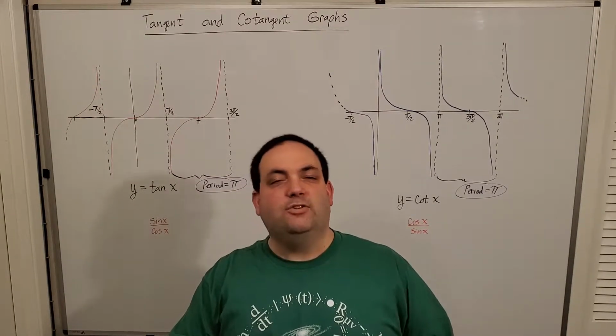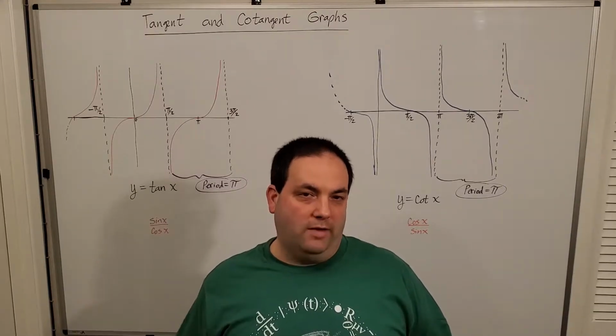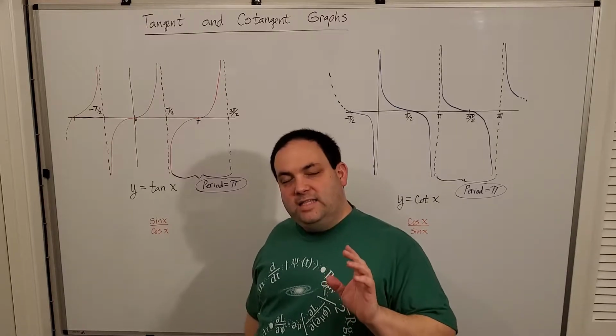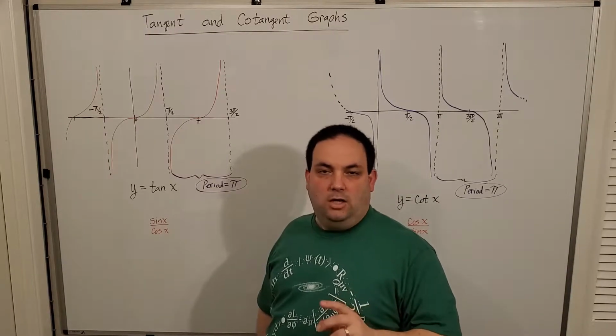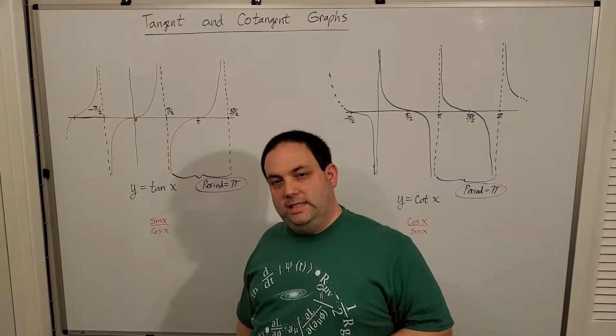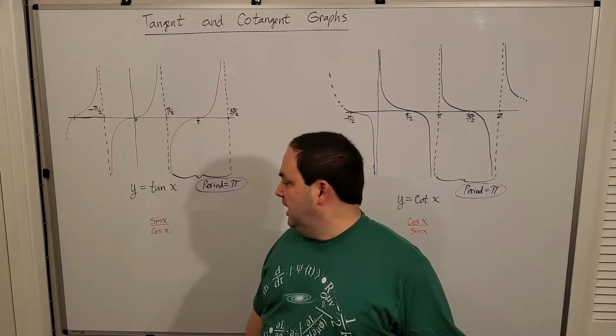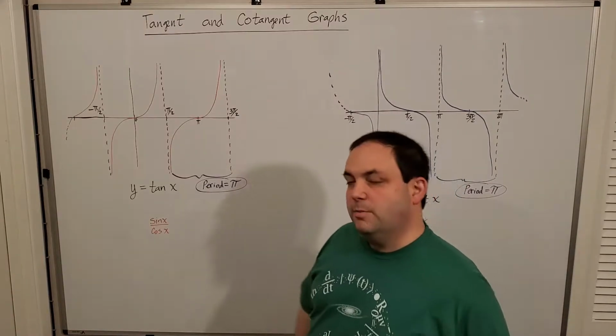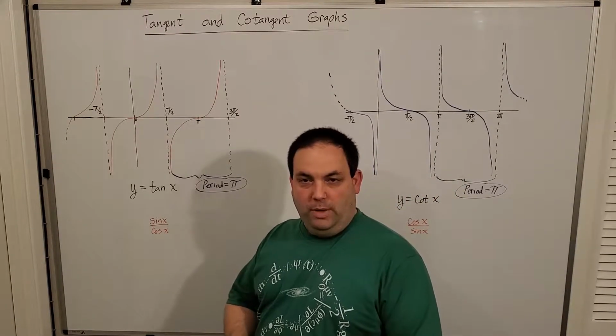Today, tangent and cotangent function graphs. Now, these don't have as nice of a connection to sine and cosine that secant and cosecant did. However, they are somewhat connected because I can use the quotient identities for these. Okay, but let's go through some basic properties that we remember.